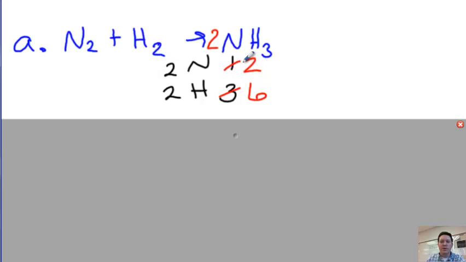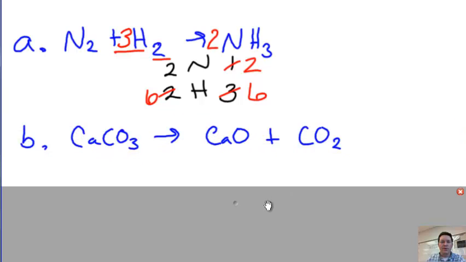So my nitrogens now are fixed. However, my hydrogens need to be adjusted. So I can come over here and go, okay, what times 2 is going to give me 6? So 3 times 2 would give me that 6. So there we go. First one's balanced.